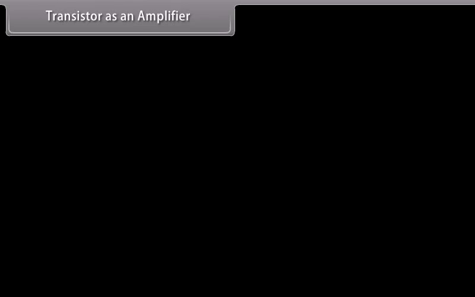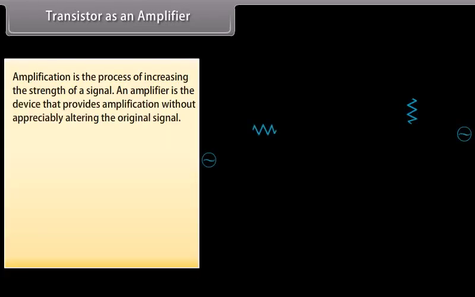Transistor as an amplifier. Amplification is the process of increasing the strength of a signal. An amplifier is a device that provides amplification without appreciably altering the original signal. We consider the operating point of the transistor somewhere in the middle of this active region. The DC voltage VCE is equal to VCC minus IC RC and would also remain constant. The operating values of VCE and IB determine the operating point of the amplifier.